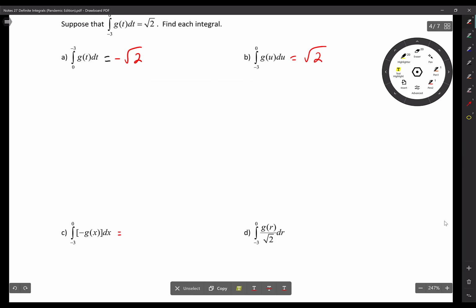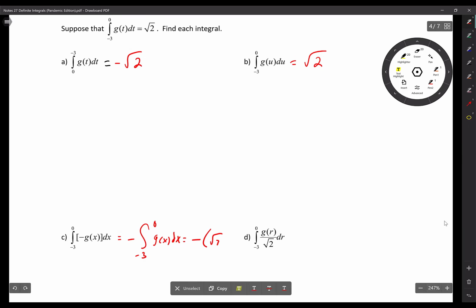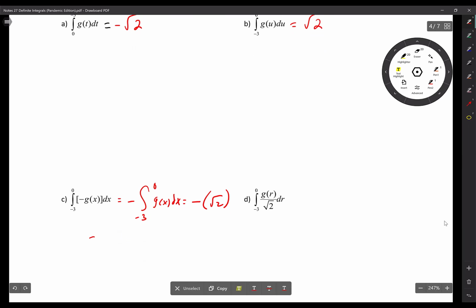I can take the negative out. -3 to 0 of g of x dx. So negative, and then -3 to 0 is just square root of 2. So C is just going to be negative square root of 2.